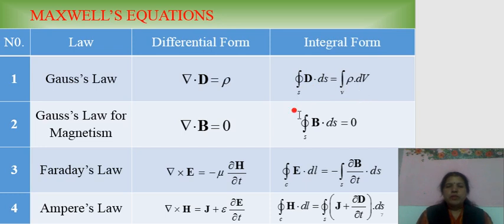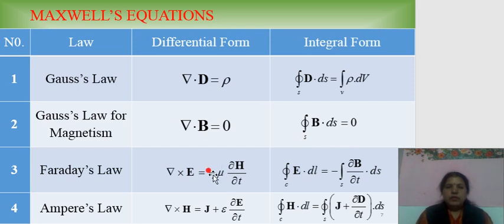Second Maxwell's equation, he created the second equation by using Gauss law for magnetism. Del dot B equal to 0. That is also called as a divergence of B equal to 0. And in integral form, closed surface integral of B into ds equal to 0.